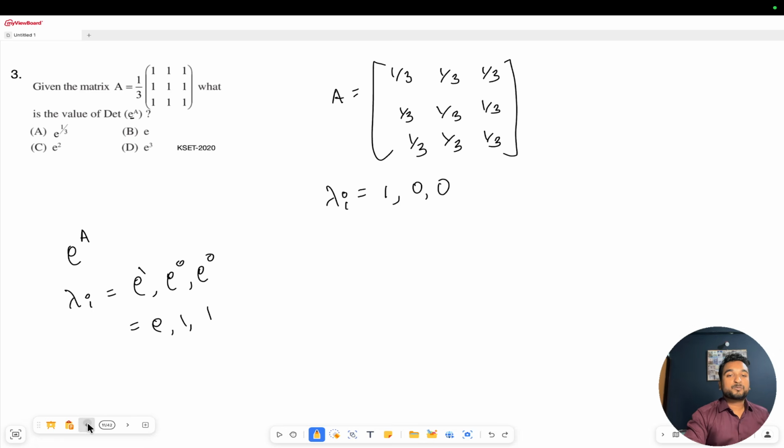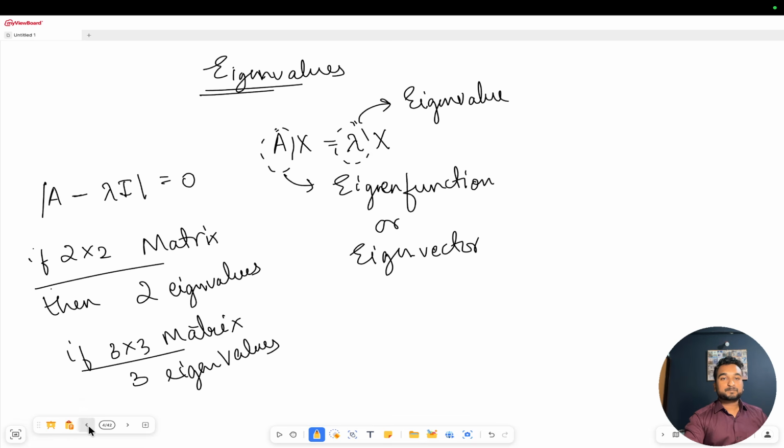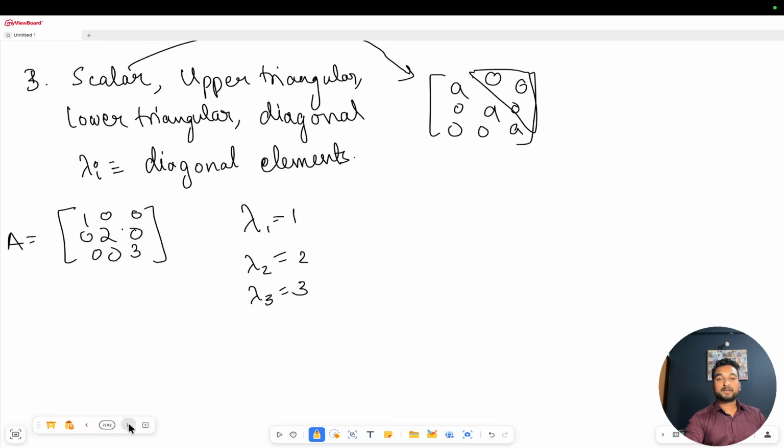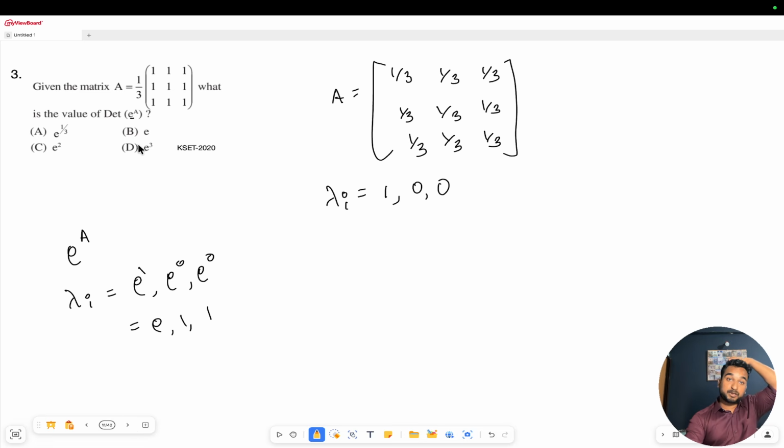And I have told you one more property of eigenvalues, that the product of eigenvalues is equal to the determinant of A. So they have asked you the determinant of e to the power A. What did you do? Calculated the eigenvalues of A, then wrote the eigenvalues of e to the power A. Now you know the eigenvalues of e to the power A. If you want to get the determinant of e to the power A, what will you do? The product of eigenvalues. What is the product of eigenvalues? e into 1 into 1. It is e.